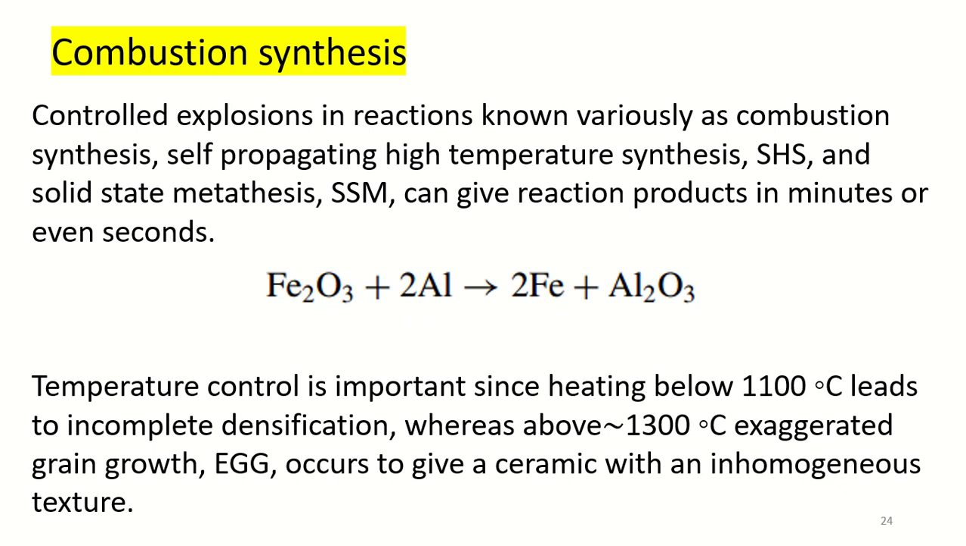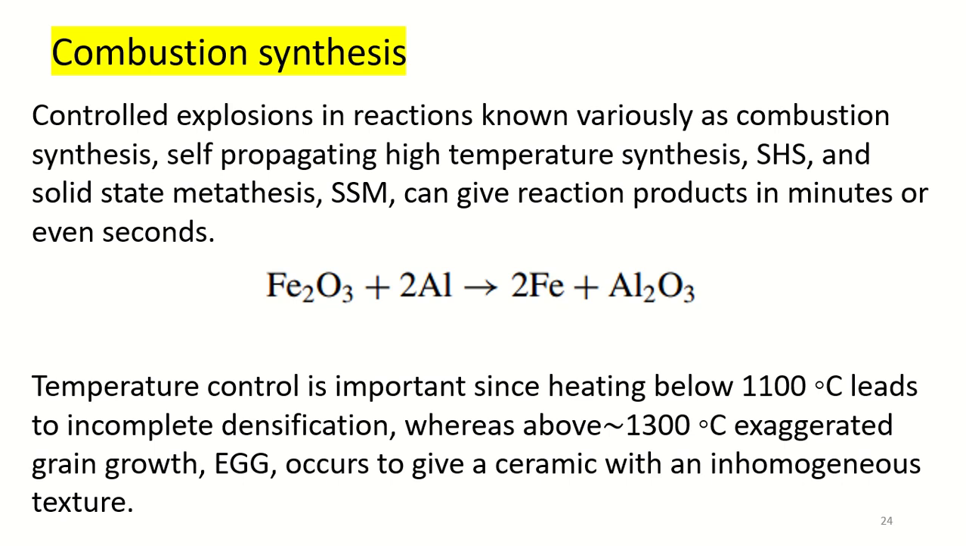Here we can see that in the thermite reaction the iron oxide Fe2O3 reacts with aluminium, and it will yield iron and aluminium oxide. In this reaction, the fuel aluminium and the oxidant Fe2O3 combine to generate temperatures of 3000 degrees Celsius for a brief period during the reaction.